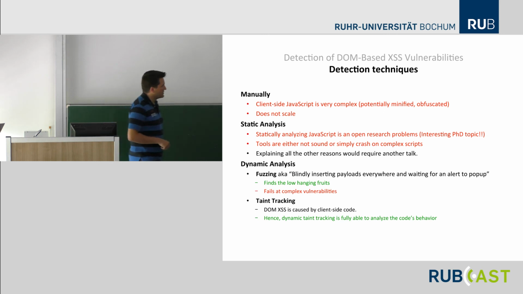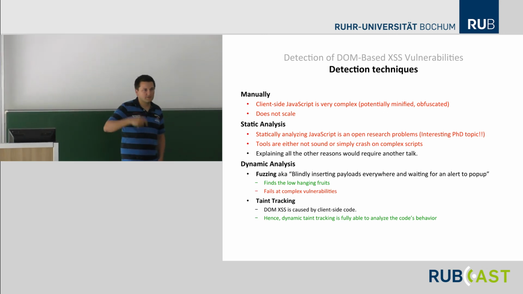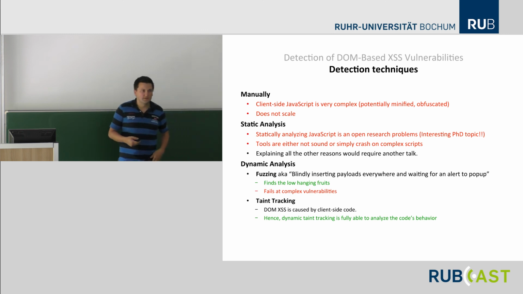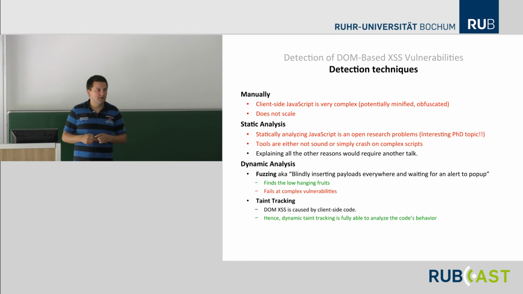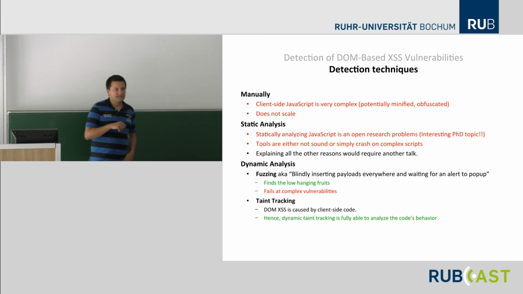And fuzzing is good because it finds the low-hanging fruits, and you will quickly be able to write a tool in a few lines of code that finds XSSs. But fuzzing fails at complex vulnerabilities. If you have a very complex code and you just blindly paste payloads into an application, you will not find those complex vulnerabilities. So we decided to go for taint tracking.